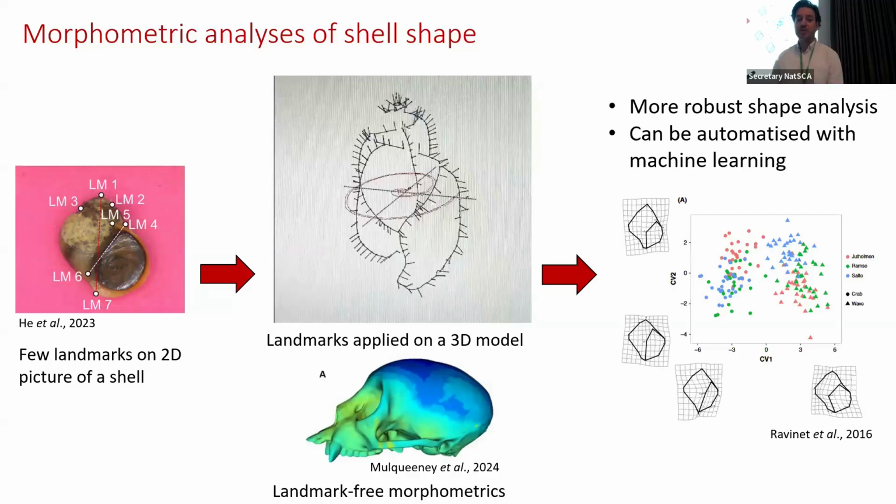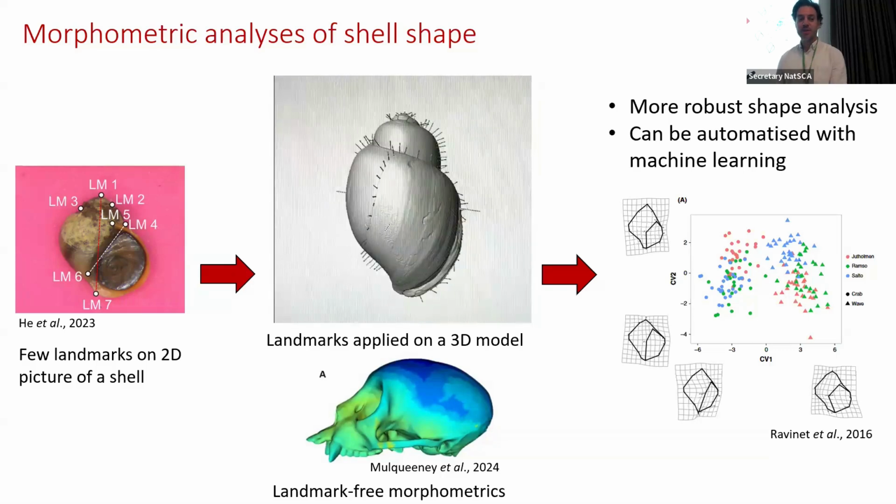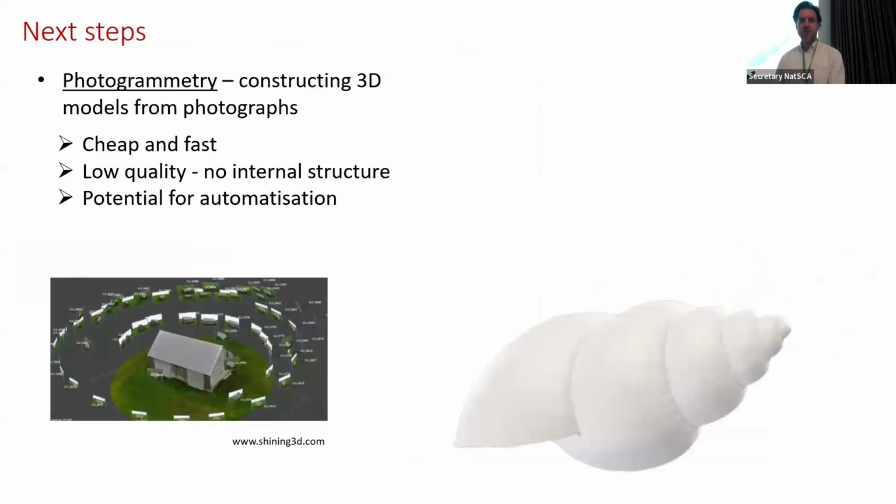And those kinds of technologies can be used for machine learning. They can be automatized pretty easily, and there is more and more research in this avenue as well. So the next steps, what we are doing now, we're playing a little bit with photogrammetry, which is a different way of developing 3D models. It's basically creating a 3D model from photographs that you take of an object, of a shell in this case. It's much cheaper, could be much faster as well than CT scanning.